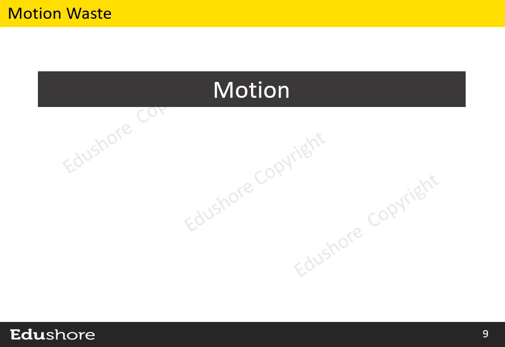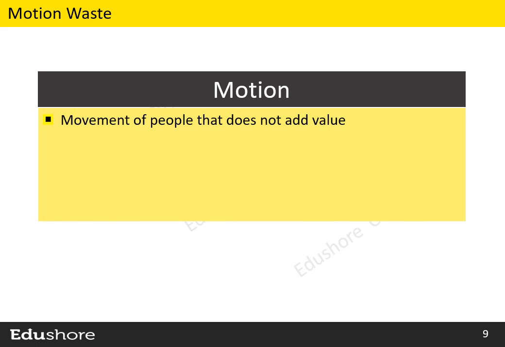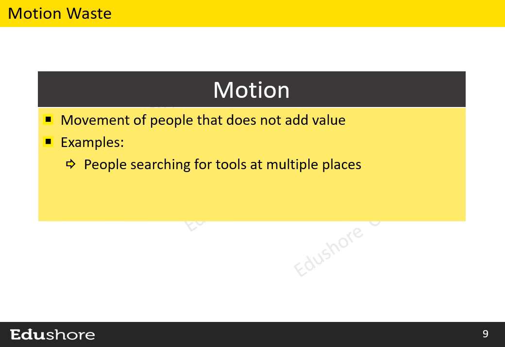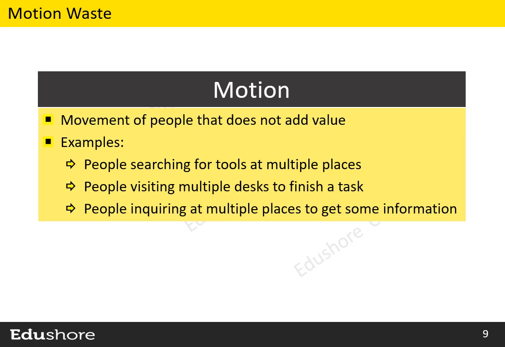And the next one is motion waste. Motion waste is the unnecessary movement of people that does not add value to the process. For example, people searching for tools at multiple places, people visiting multiple desks to finish a task, and people inquiring at multiple places to get some information.